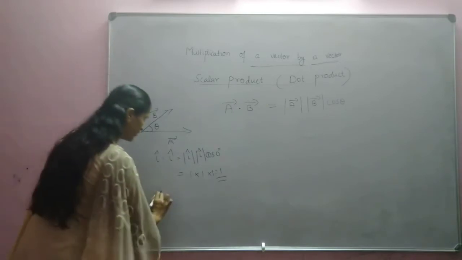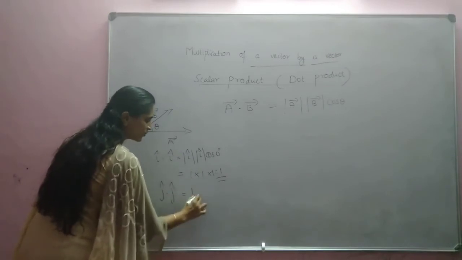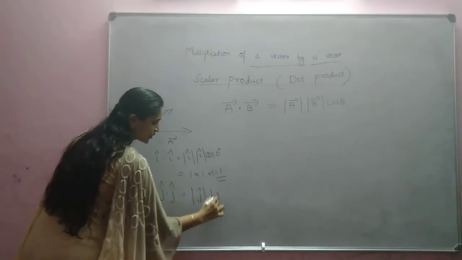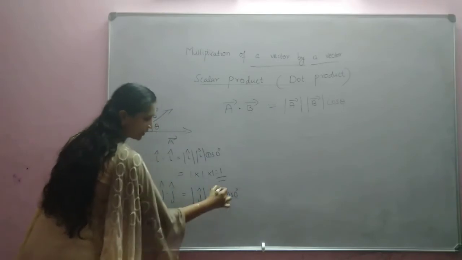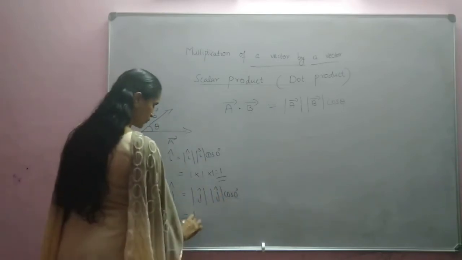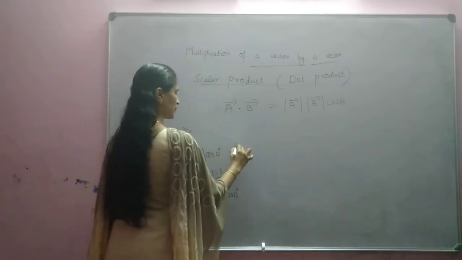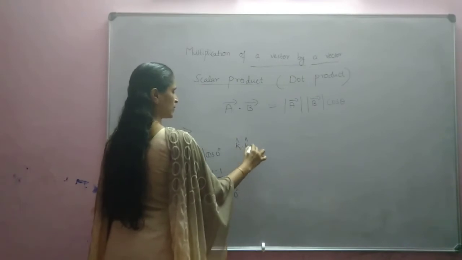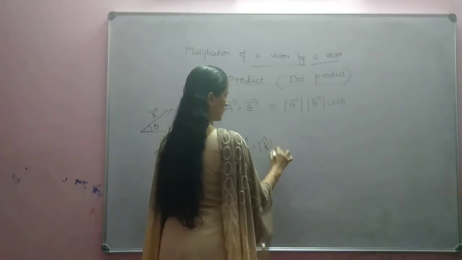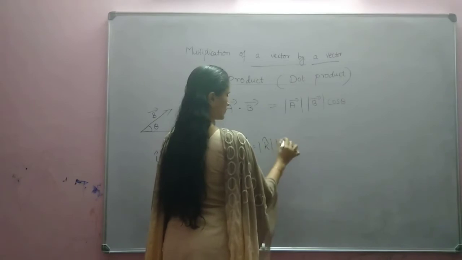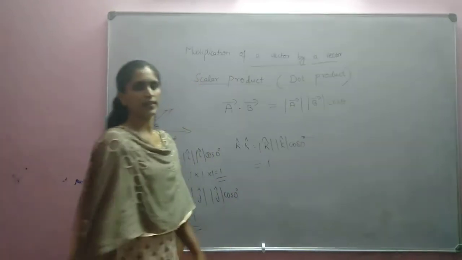Okay. Similarly, we can find J dot J. So same way we can write modulus of J into modulus of J into cos 0. Modulus of J is 1. Modulus of J is 1. Cos 0 is 1. So we will get 1. Again, we can find K dot K the same way. What will you get? Modulus of K into modulus of K into cos 0. So that also you will get as 1.